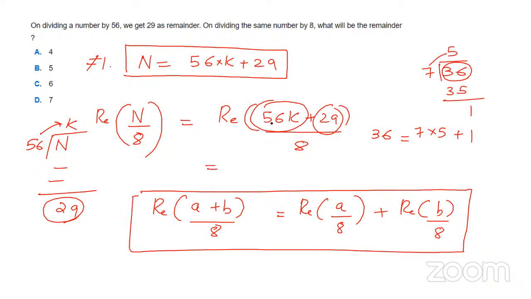56 is clearly divisible by 8, right? So that means 56k is a multiple of 8, since 8 sevens are 56. So the remainder will be 0 in the initial part. When you divide 56k by 8, the remainder is 0. 29 by 8, what's the remainder? 8 threes are 24, so the remainder is going to be 5. So the final remainder will be 0 plus 5, so 5 would be the correct answer. Option B would be the right answer in this case. So this is the normal conventional approach to solve this question.